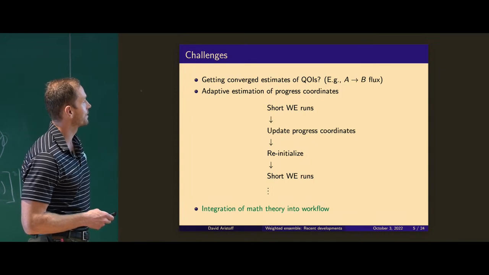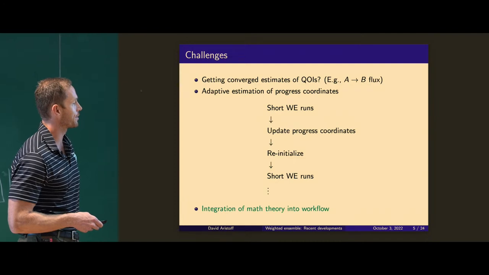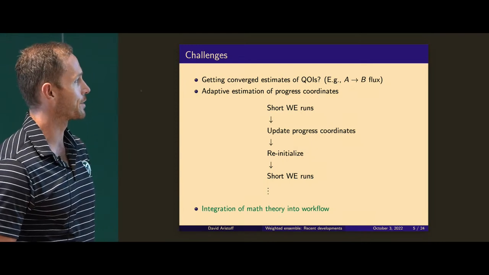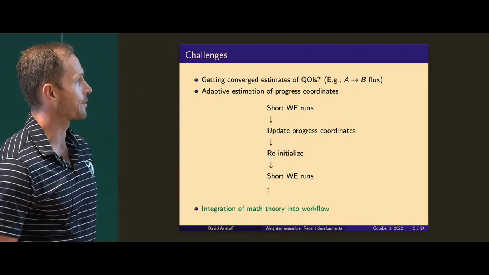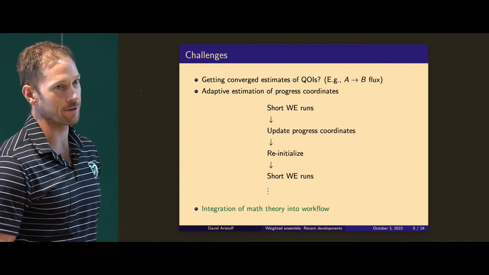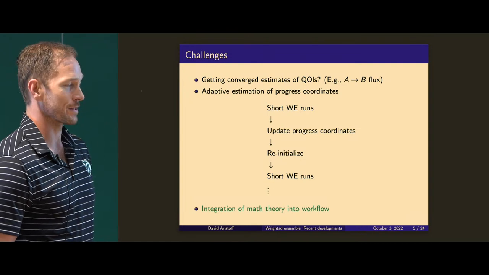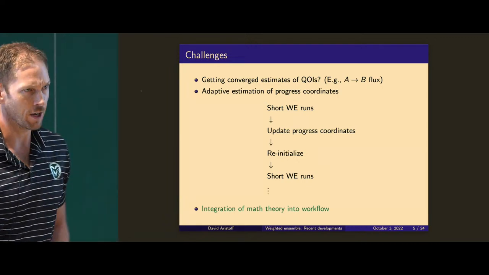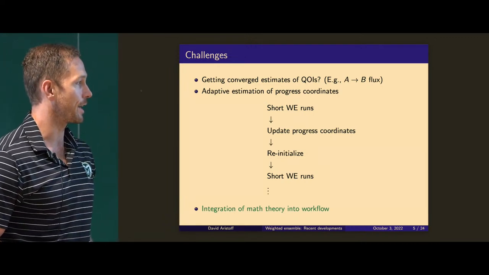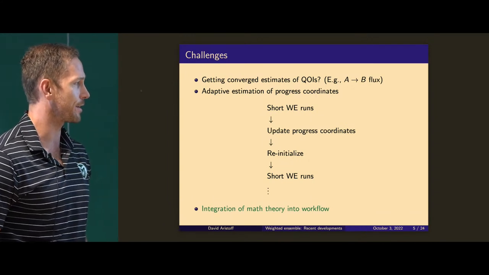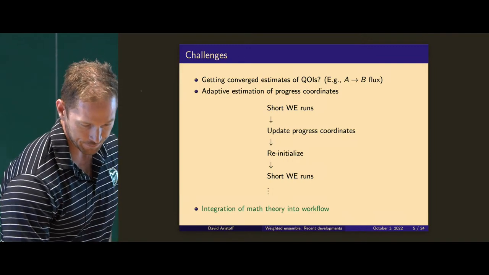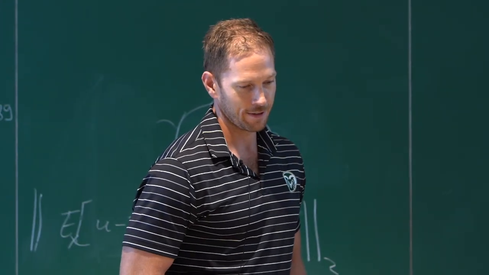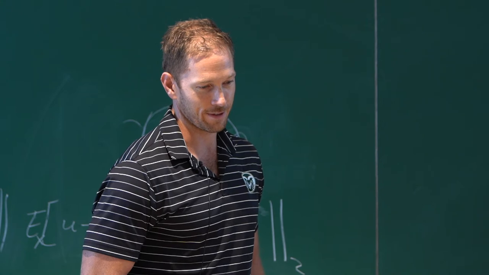So the question that I have for you today, and this is similar to what Pierre asked this morning, is, are we doing the right thing here? We have an adaptive procedure for figuring out how to run weighted ensemble, and it goes through a cycle where we run some short trajectories, because that's all we can afford. Then we update some progress coordinates and just repeat that process. We also want to do that in a principled way. We have some mathematical theory and we want to integrate it into that workflow. So why use WE? Here's a little sales pitch.